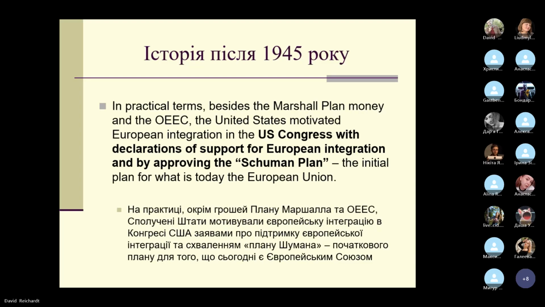In practical terms, beside the Marshall Plan money and the Organization for European Economic Cooperation, the United States motivated European integration in the United States Congress with declarations of support for European integration and approving the Schuman Plan. Now, what was the Schuman Plan? It was a European proposal for what we have today, a European Union that's going in a more federal direction. That was the plan for what we really have today, the European Union. And the US Congress greatly supported this in the 1940s, this idea of a Schuman Plan with a very integrated Europe, much more integrated than the Council of Europe in Strasbourg.